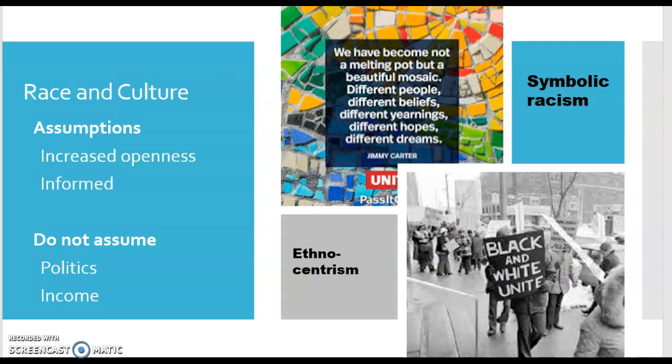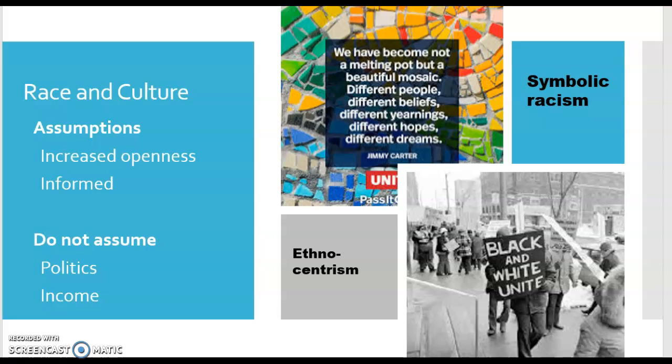Next, let's look at race and culture. Okay, race and culture. A couple things we are safe to assume. Safe assumptions: increased openness and increased level of informed, okay? And typically people who are of different races and cultures have a level of openness and tolerance, and they are informed. Things we cannot assume are politics. Culture and race are certainly not linked to politics, and they're certainly not linked to income. So there's a couple key words here.